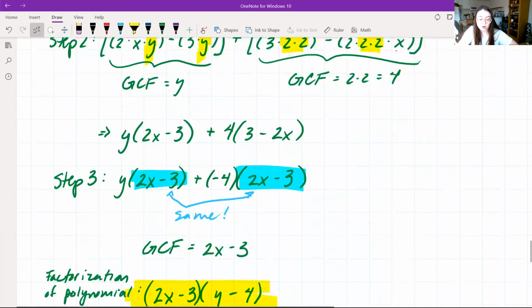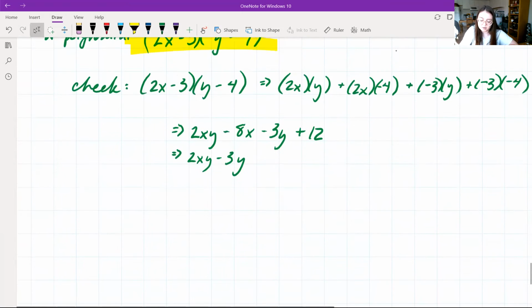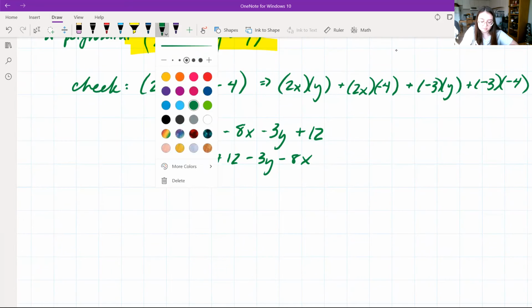Sorry, it was plus 12 minus 3y. Plus 12 minus 3y minus 8x. These expressions are the same. We can rearrange them. So this is correct.